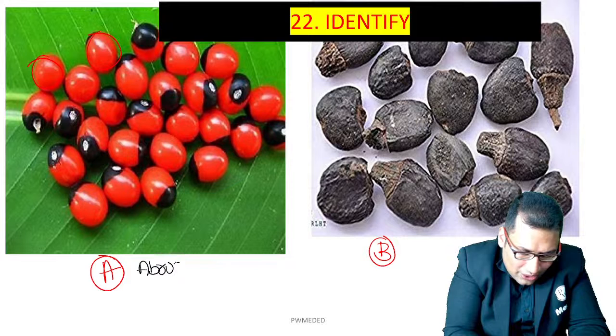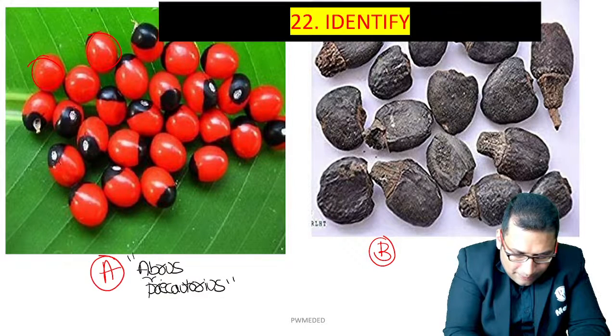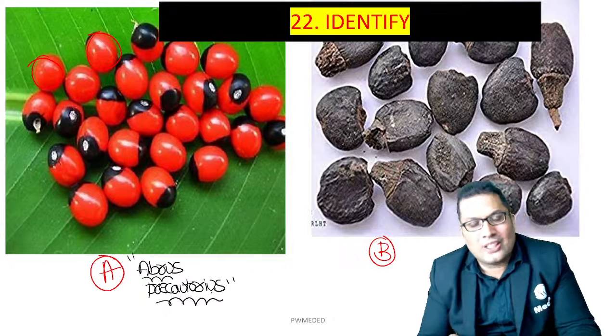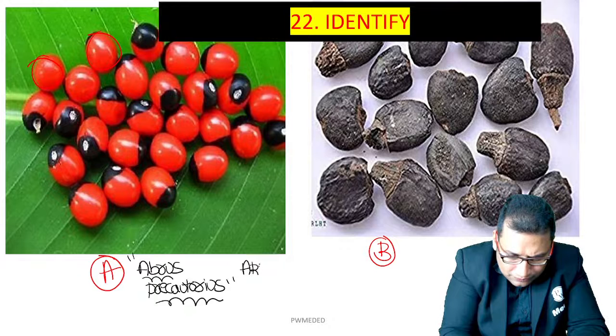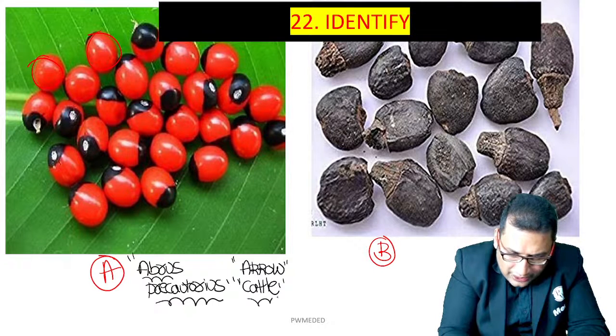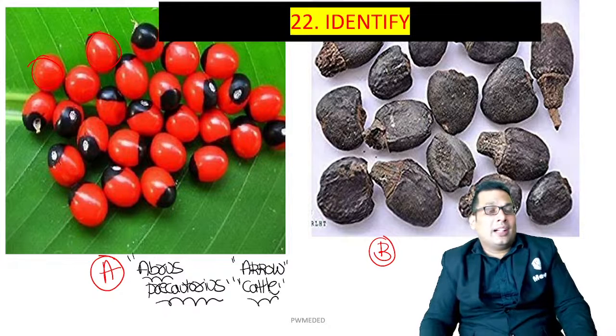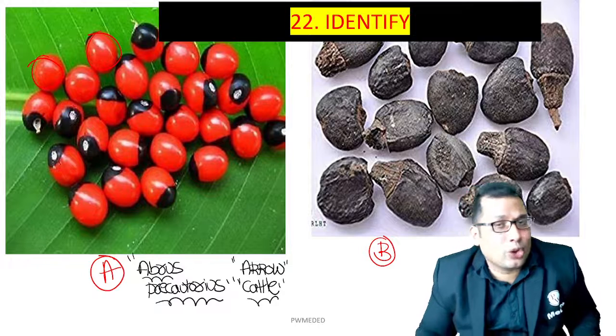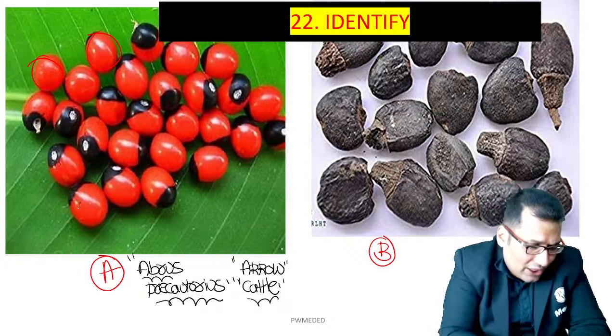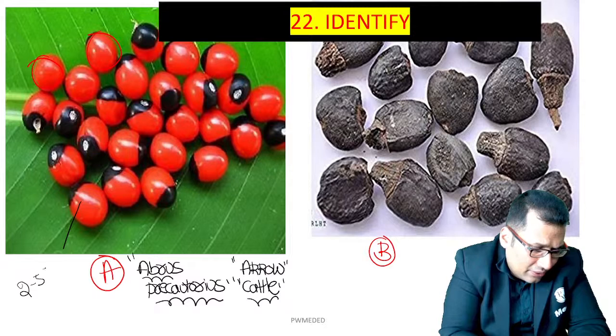Abrus precatorius is a vegetable poison. It is used as an arrow poison, also used as a cattle poison. In the exam, a question can be asked: identify the seeds that are used as a cattle poison. Your answer should be Abrus precatorius, known as Rati poison. The fatal dosage is around 2 to 5 seeds.